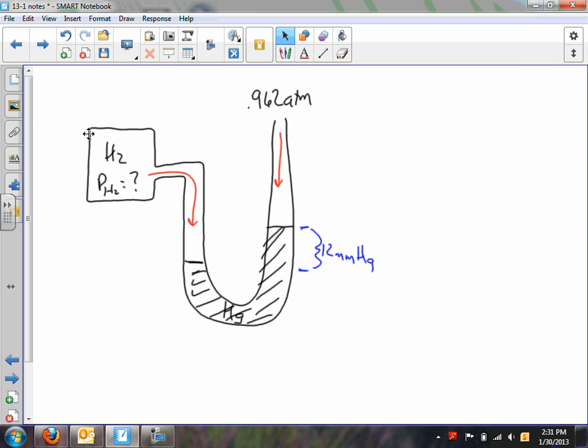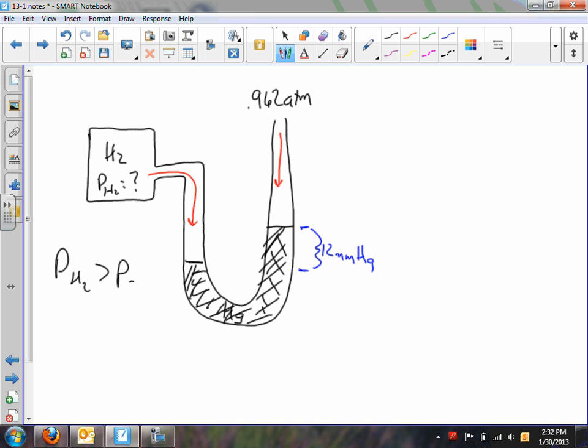Well, we want to figure out what is the pressure of the hydrogen. The first question I have is, which pressure is larger, the hydrogen or the air pressure? Well, in looking at the mercury here, hopefully you agree that the mercury is lower on the left side, which means the left side must have a greater pressure than the right side. So I know that the pressure of the hydrogen is greater than the pressure of the atmosphere. This number over here tells us how much greater. It's greater by 12 millimeters. So all I have to do is add 12 millimeters to the air pressure.